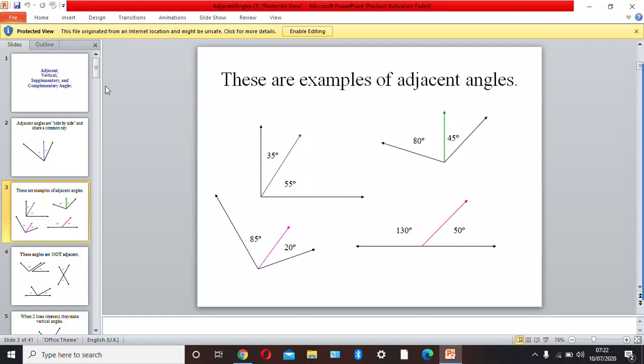We want to look at adjacent, vertical, supplementary and complementary angles. Four different types of angles. We'll explain what each of those mean. So these are examples of adjacent angles.